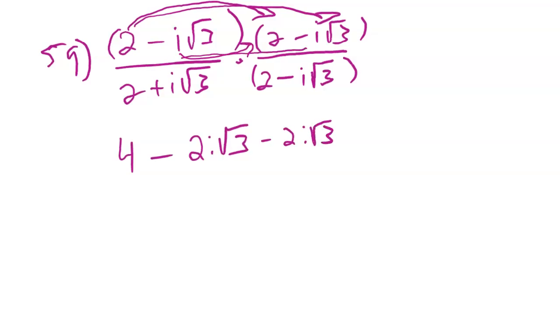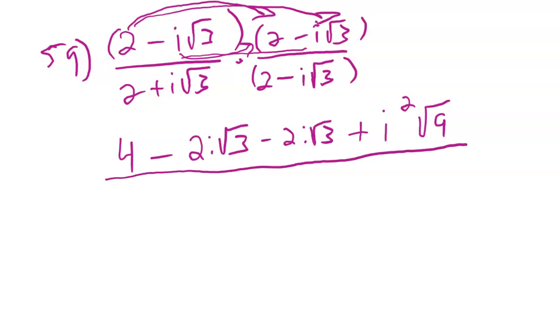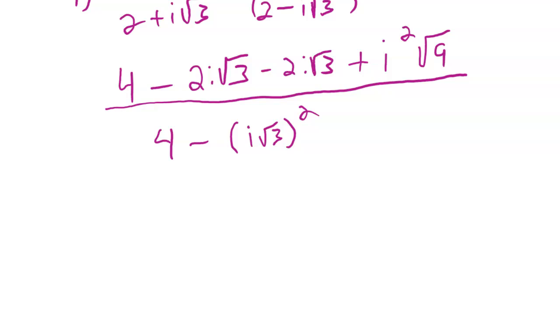And then finally, the last term is plus, is that an i? I'm so confused. Yes, it's an i. Plus i squared rad 9. Okay, so let's simplify the top and the bottom. Again, on the bottom, it's going to be a difference of two squares, so it's going to be 4 minus i rad 3 squared.